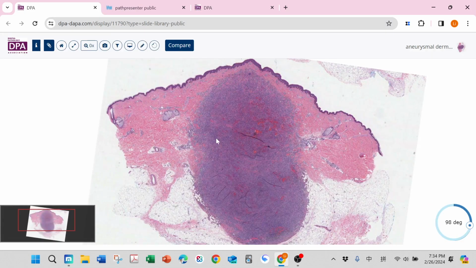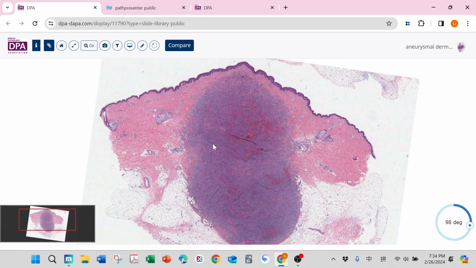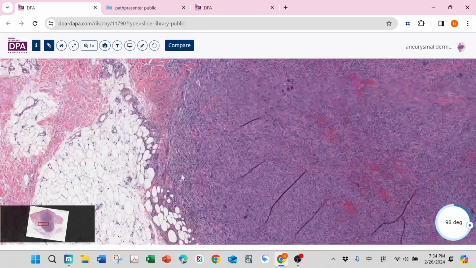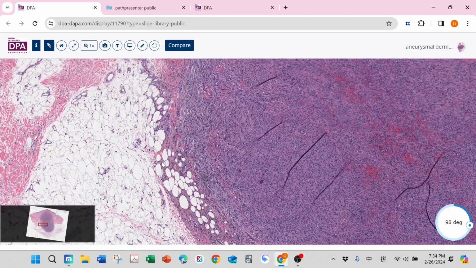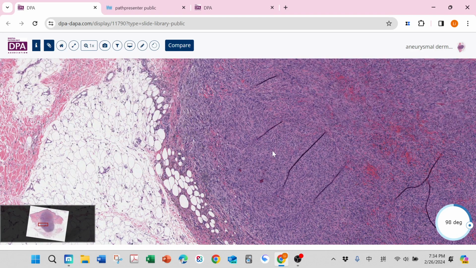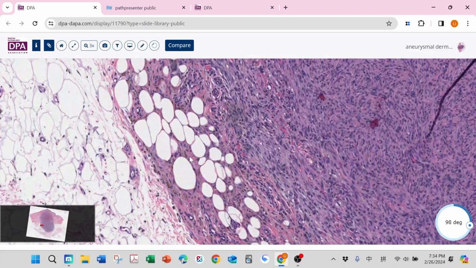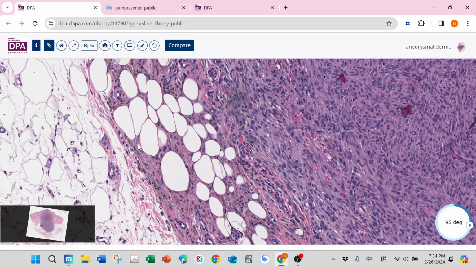Let's do one more. This one is called aneurysmal dermatofibroma. Just another variant. Even here you can see we have some fat trapping. Could it be DFSP? But no, because you can see the size of the fat. This adipocyte is not really happy, not happy at all, being hugged by this dermatofibroma.